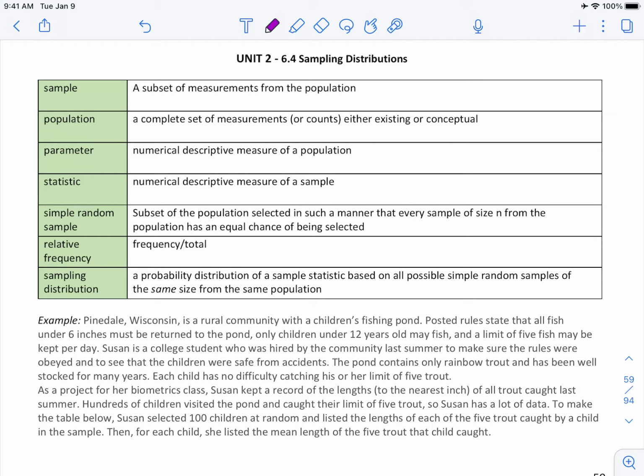a lot of data. To make the table below, Susan selected 100 children at random and listed the lengths of each of the 5 trout caught by a child in the sample. Then, for each child, she listed the mean length of the 5 trout that child caught.